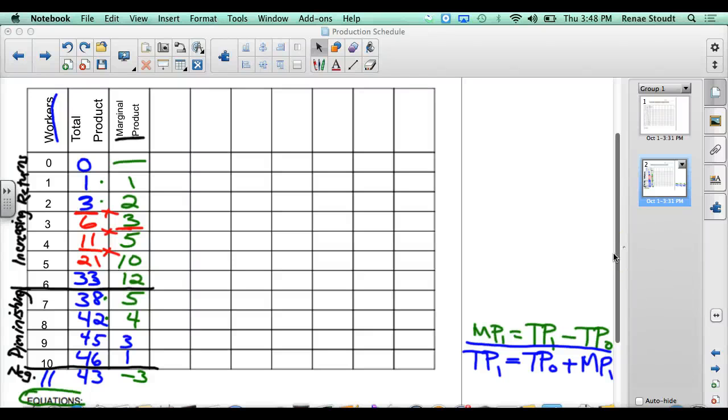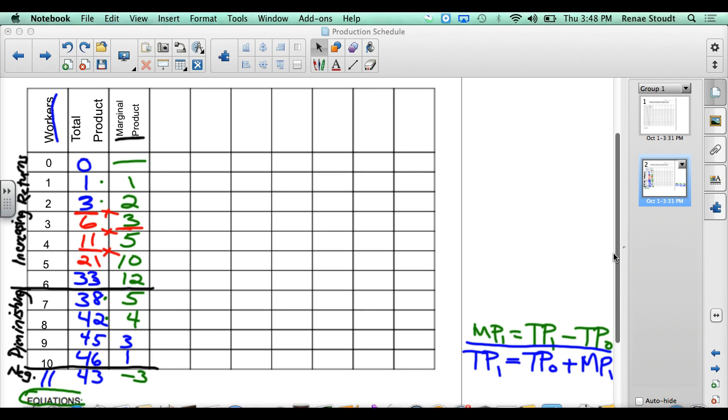Alright, this video is about the next 4 columns in the production schedule. So these 4 columns are dealing with costs. If you have not already watched the video on the notes on costs, please stop this video right now. Watch that first because this is dealing with actually putting it on our production function.